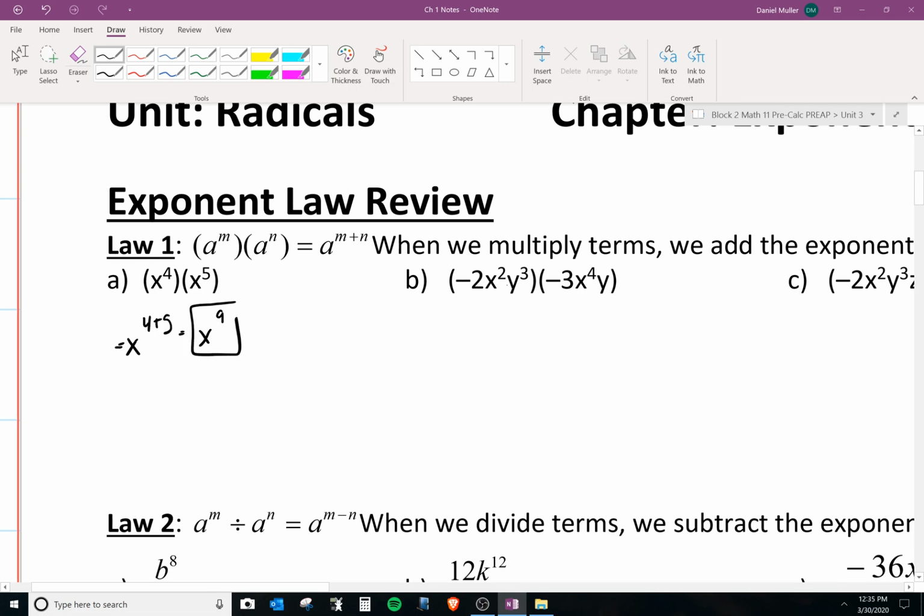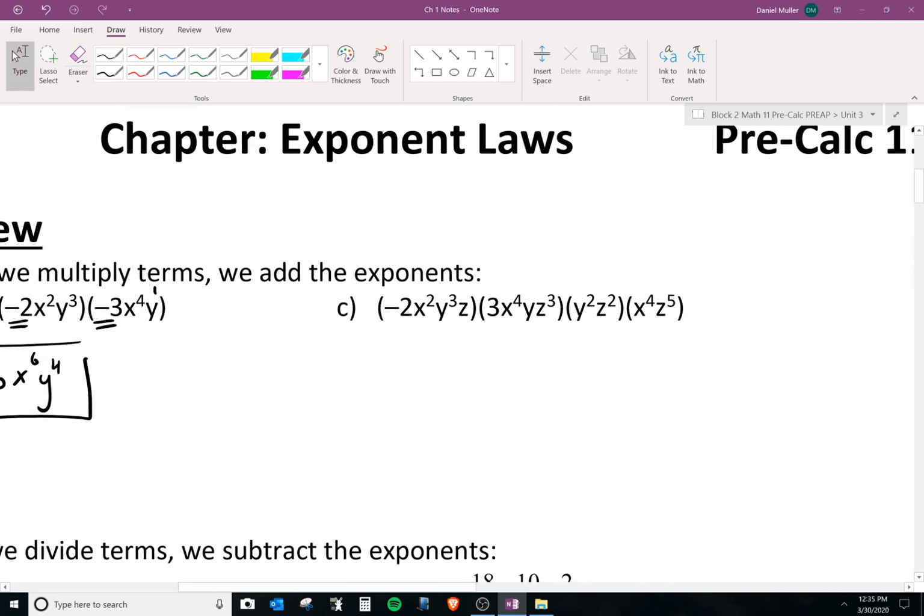When we're doing this again, we can look at the terms separately. Negative 2 and negative 3 will be 6. X to the 2 plus 4 is 6. Y to the 3, and this is a y to the 1. 3 plus 1 is 4. Negative 2 times 3 is going to be negative 6.